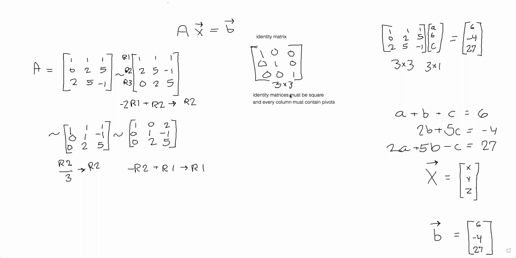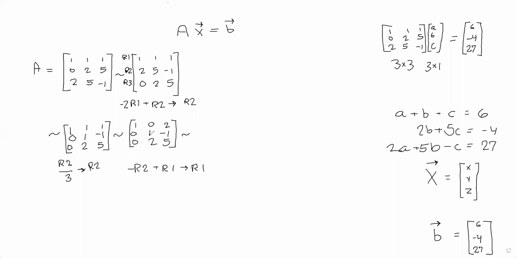And then every column must contain pivots. So this 1 is a pivot because we have a 1 and a bunch of zeros. This is also a pivot. This is also a pivot. So we have 3 pivot columns. Every column is a pivot column. So that's the second criteria for something to be an identity matrix. And it's always our goal to get the identity matrix because it makes the system much, much easier to solve in the long run. We get our answer much quicker and much more efficiently.